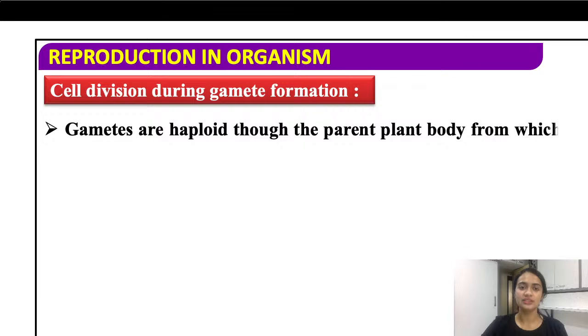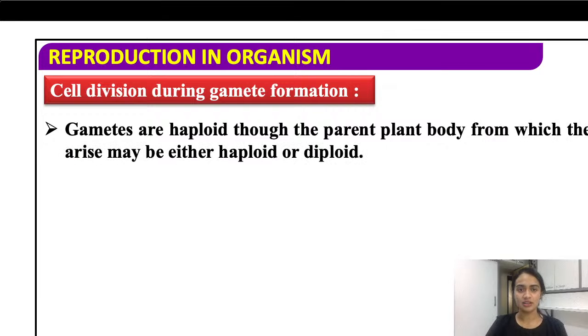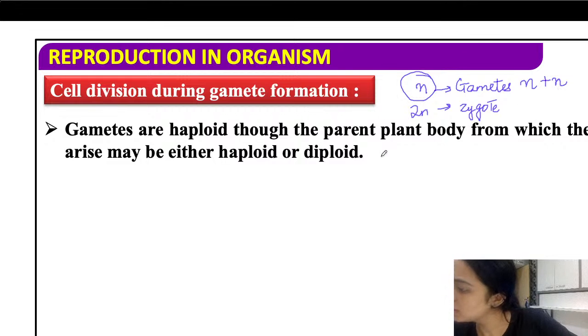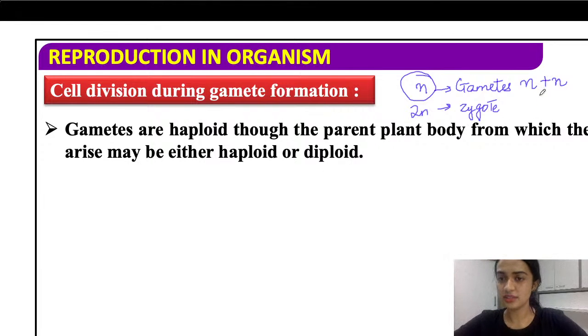Cell division during the gamete formation. Gametes are always haploid in nature. By haploid I mean that they will always have N, the half of the genetic material from the zygote. So gametes is N and 2N is the zygote. Two gametes have to fuse, N plus N, and that will result in 2N, that is the zygote.